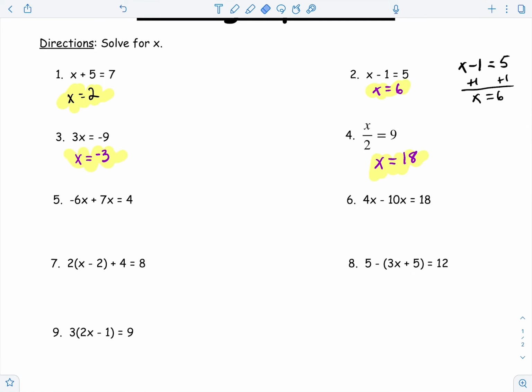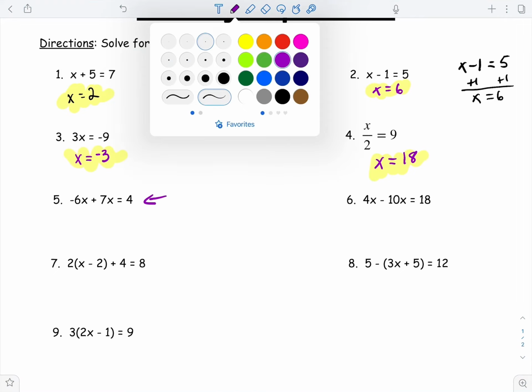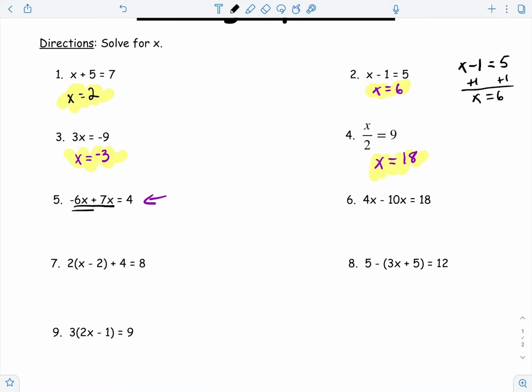With number 5, we need to possibly do a little bit of simplifying before we can even talk about solving. So looking on this left side, can this be simplified? Yep, because they're like terms. So negative 6x plus 7x actually gives us 1x equals 4. And we're actually done with the problem because x is solved for.